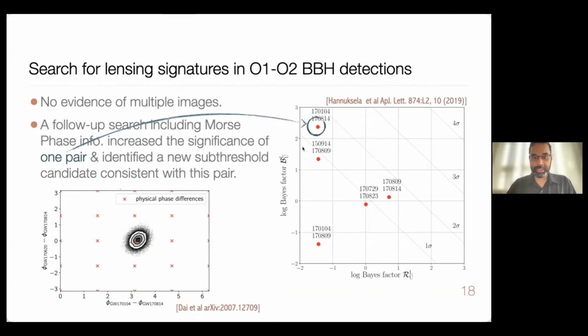And when they reanalyzed the data, including these additional effects, they also identified this pair as the most likely candidate. And they also performed a sub-threshold search to identify whether there are any sub-threshold signals that are consistent with this event pair. And they did, in fact, identify an enigmatic sub-threshold signal, which was consistent with the parameters of this pair. And more interestingly, they also found that the phase delay between these multiple images is consistent with what is expected from this, called Morse phase, a phase difference of about pi.